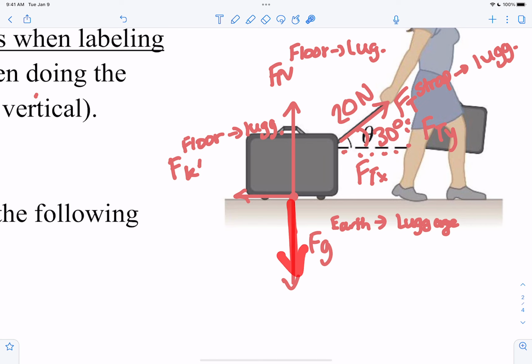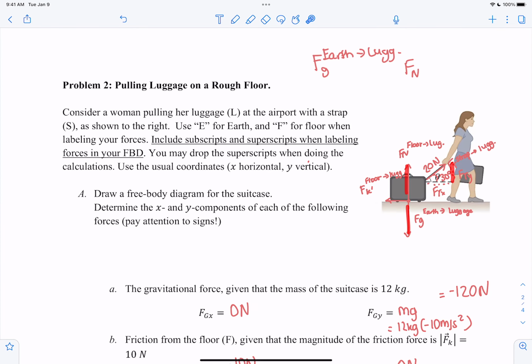Fg, Fn, and Fty, right? Yeah, you can't forget about the y component of the tension. We have Fn and Fg, those are clear, right? But people always forget the components for any forces that are angled, right? So you have this angle for the tension force, you're going to have an Ftx and Fty. So we have to integrate Fty as well as part of the forces acting in the y direction.